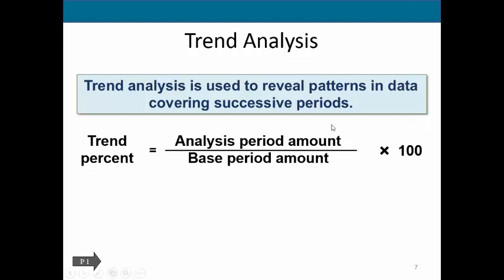So we come up with a trend percentage, and we get that by taking our analysis period amount, so that's whatever is the current period that we're trying to analyze, and divide that by the base period amount. Multiply that by 100. When you're doing a trend analysis, typically you're going to have information for multiple years, say 5 years or more, rather than just looking at 1 year compared to the next. So we're going to be comparing all of those years to whatever is our base period amount.